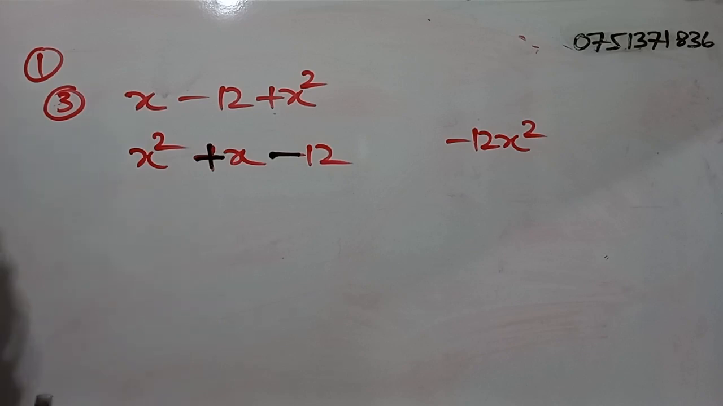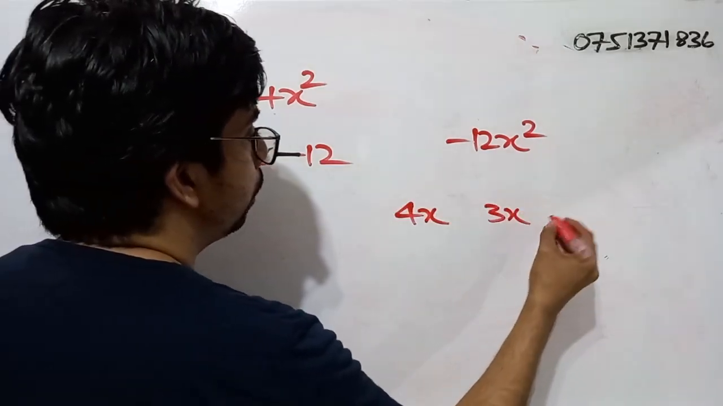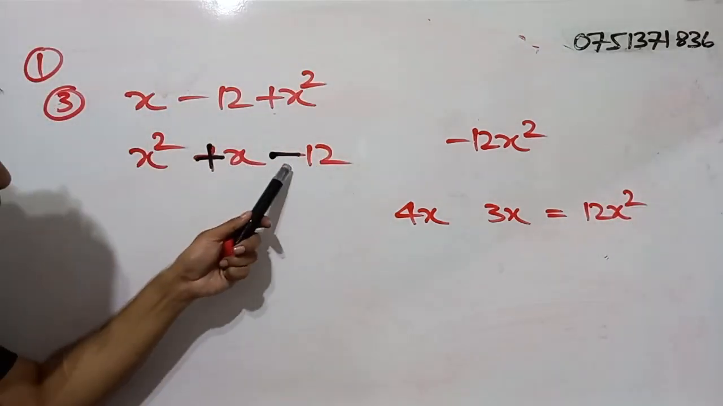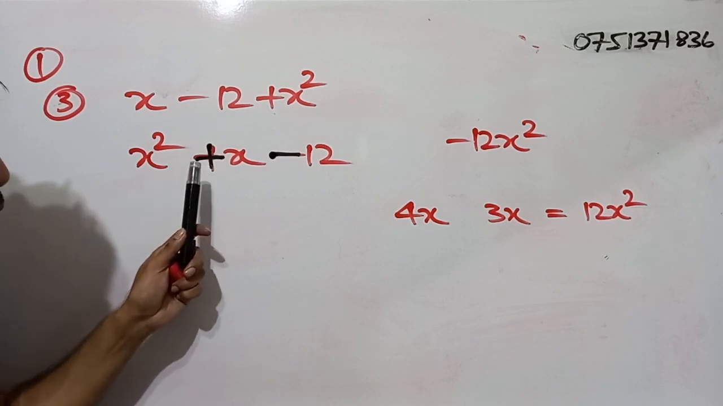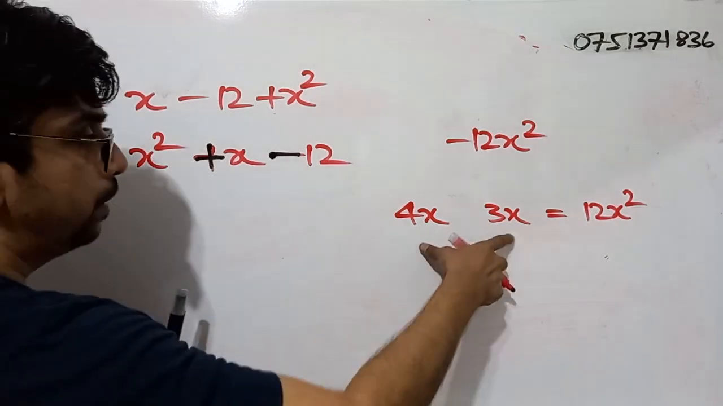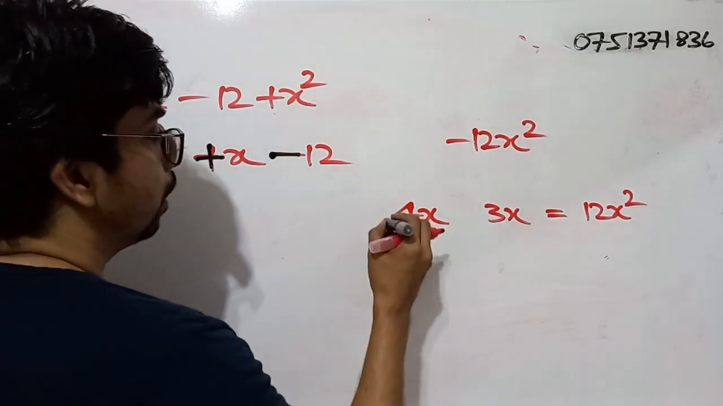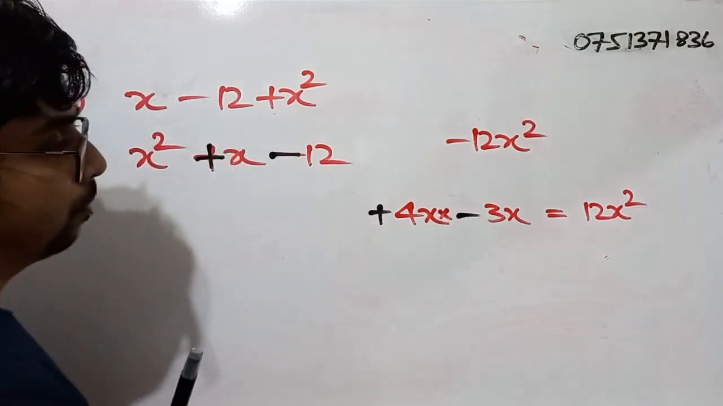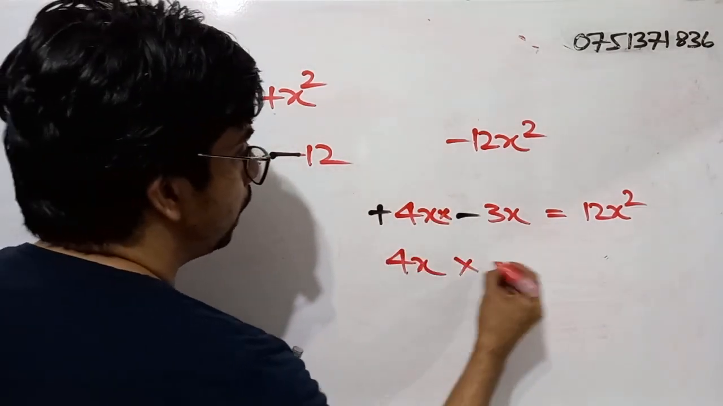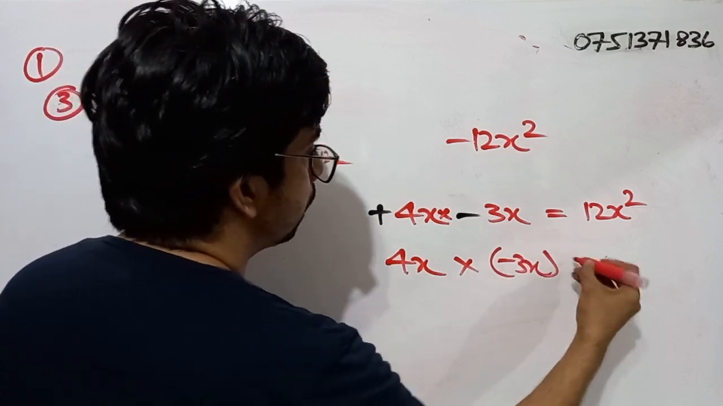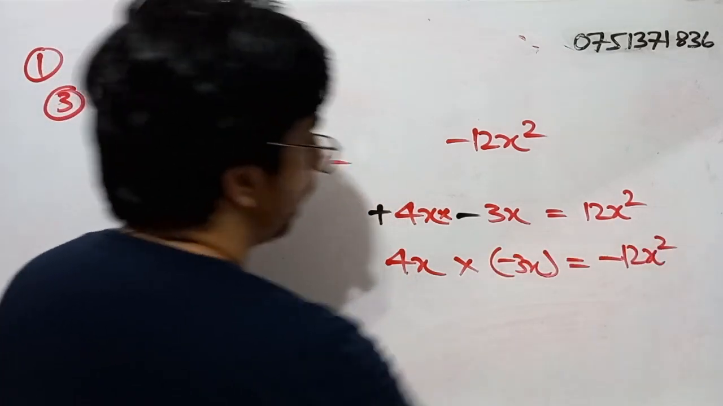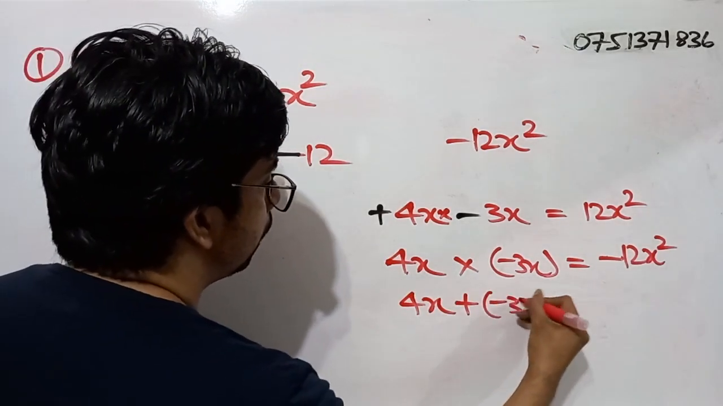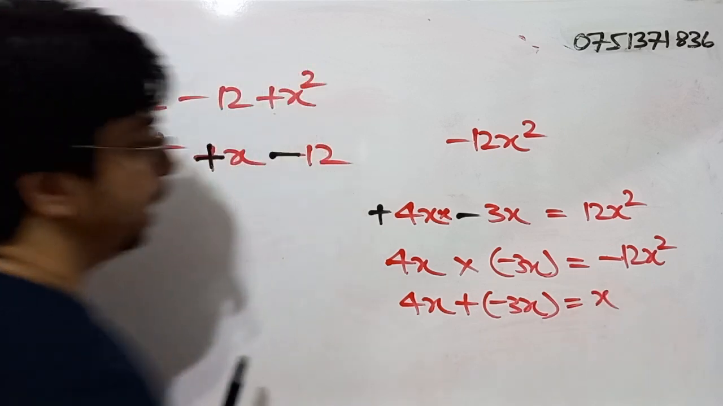So what should be the two factors? 4x and 3x, no? So when we multiply them, what do we get? 12x squared. This is minus, this is plus. So since this is plus, out of these two, the larger factor should be what? Positive, and the other one should be negative. That means when we multiply them, which is 4x into negative 3x, we will be getting negative 12x squared. Right. And also when we add 4x plus negative 3x, we will be getting x.